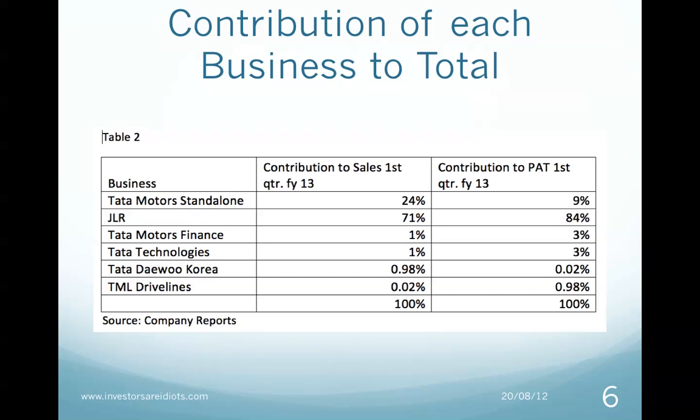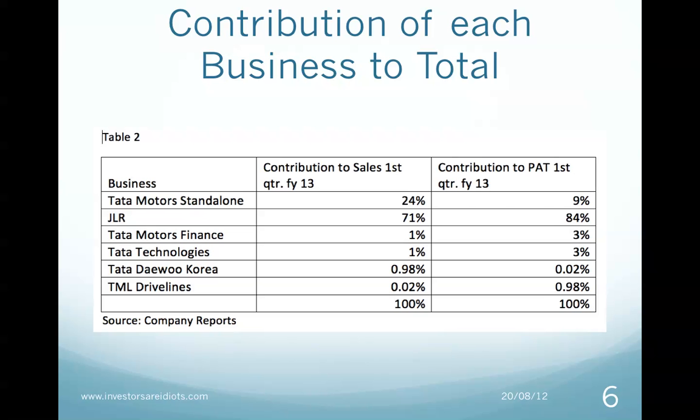So you have Tata Motors standalone, which contributes 24% of sales and just 9% of profits. You have JLR, which contributes 71% of sales and 84% of profits. You have Tata Motors Finance, which contributes 1% of sales and 3% of profits, and Tata Technologies, 1% of sales, 3% of profits. Daewoo Korea and Drivelines, very marginal contributions.